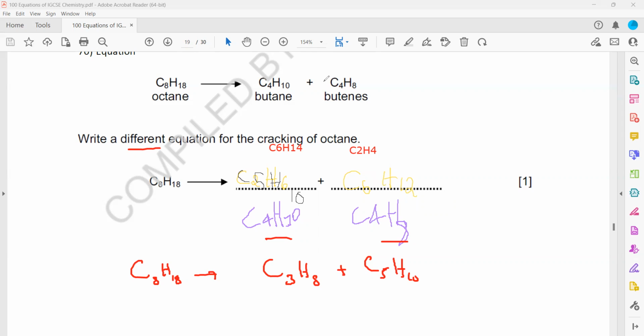Okay, I didn't see the one before. So it can be 5, 3, it can be 3, 5, it can be 6, 2, 2, 6.